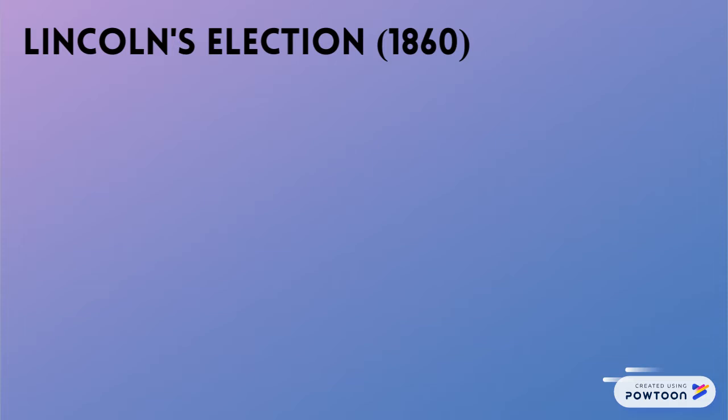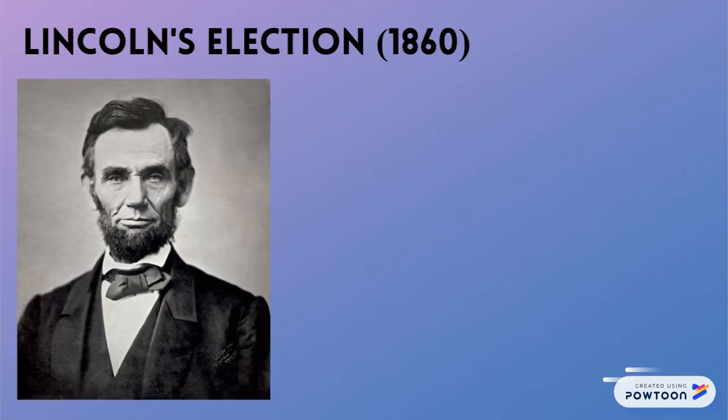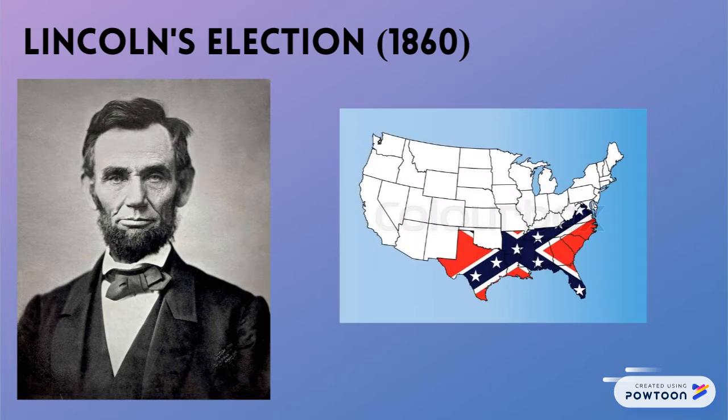In 1860, Abraham Lincoln was elected president. This led to the secession of 11 southern states and eventually led to the formation of the Confederate States.